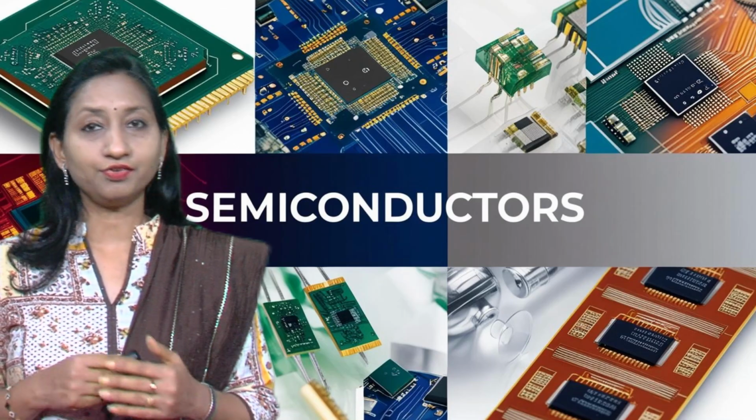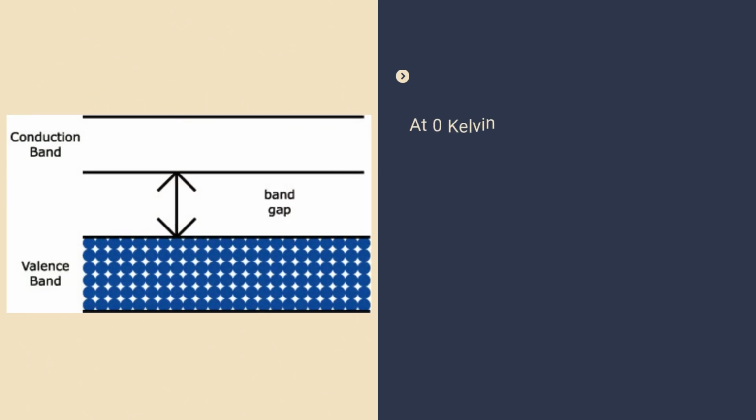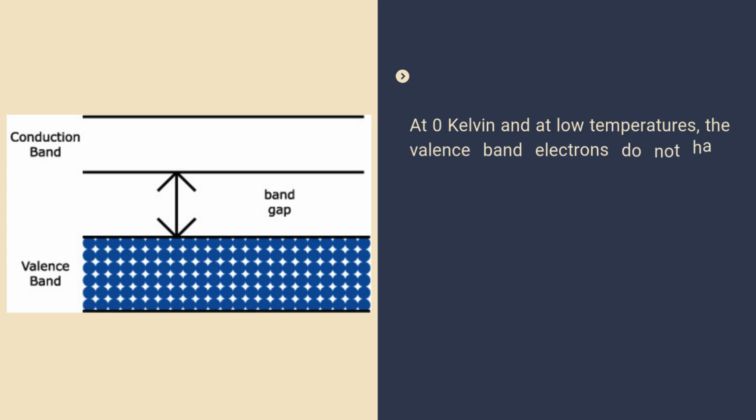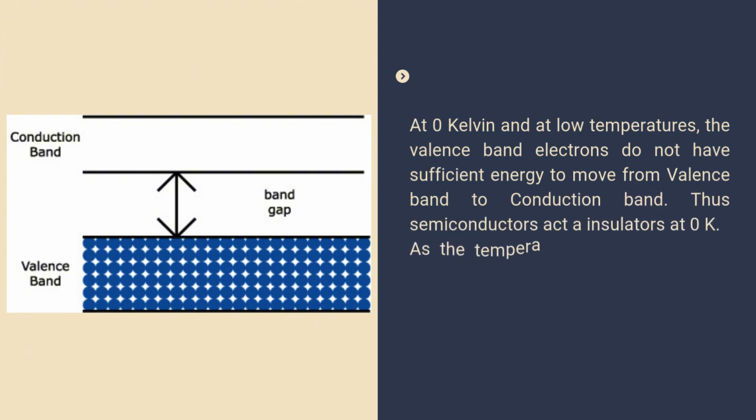Thus, semiconductor requires small conductivity. At 0 Kelvin temperature or at low temperatures, the valence band electrons do not have sufficient energy to move from valence band to conduction band. Thus, semiconductors act as insulators at 0 Kelvin.